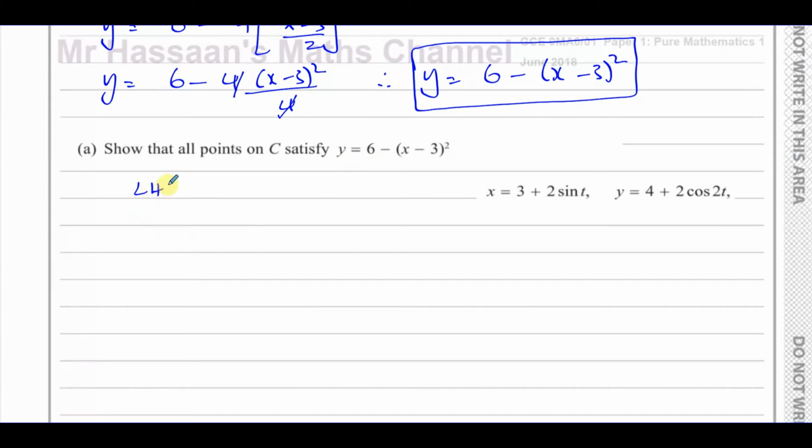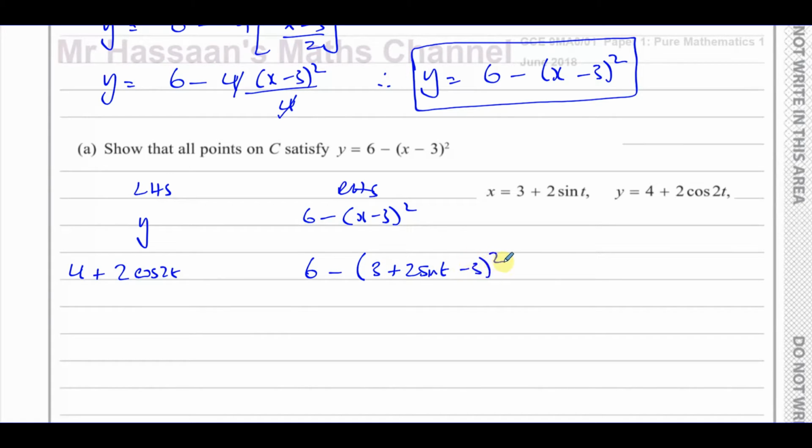So we have the left-hand side and the right-hand side. The left-hand side is y, which I can call 4 plus 2 cosine of 2t. I have to prove that they're equal to each other, basically. That's what I have to do. And here you have 6 minus, and instead of x, I'm going to put 3 plus 2 sine t, minus 3 squared. I'll leave the left as it is, 2 cosine 2t.